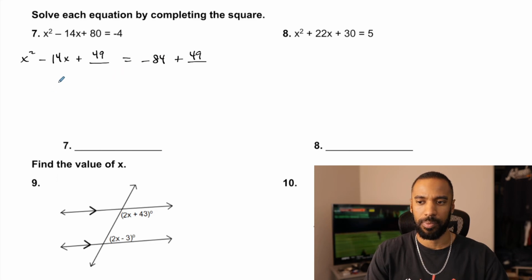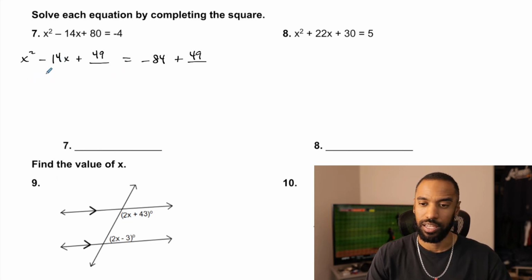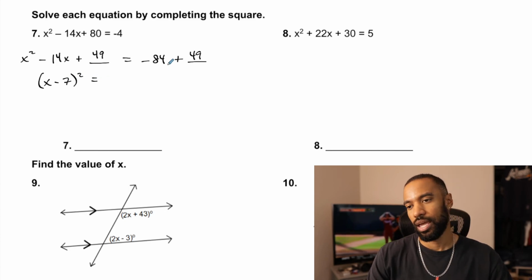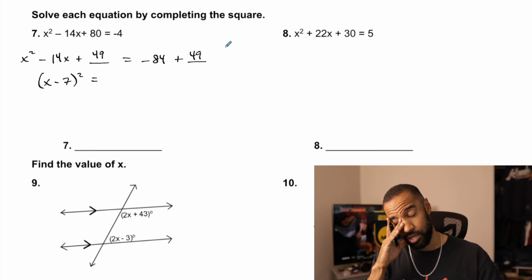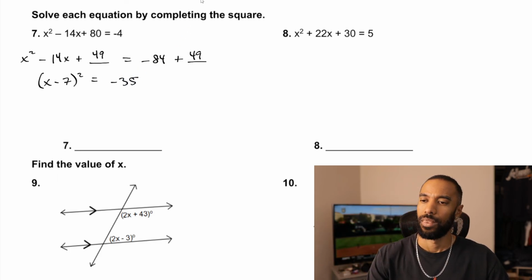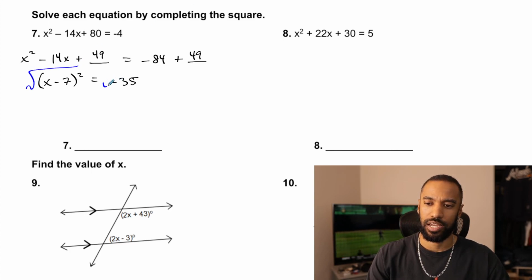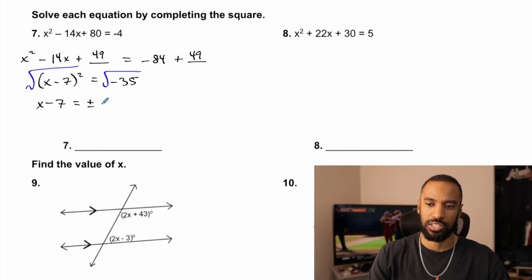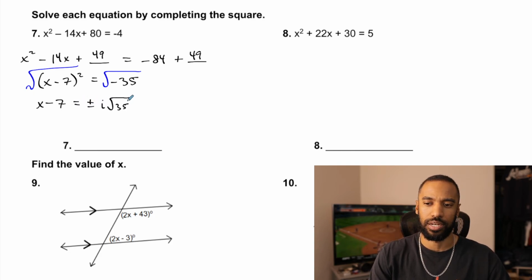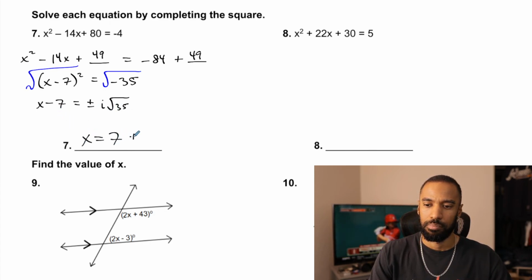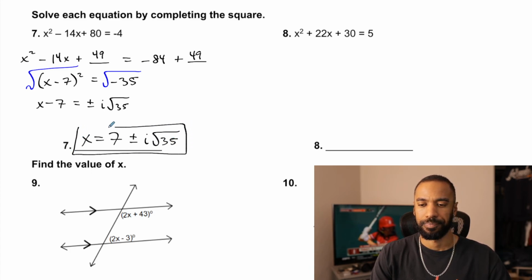Definitely not factorable because I'm going to have a negative here, and you can't take the square root of a negative. But I can factor this now. This factors to x minus 7 quantity squared. And negative 84 plus 49 is negative 35. So I'm going to take the square root of both sides right there. And I'm going to get x minus 7 equals plus or minus i root 35. And you cannot simplify. Oh, I'm not done. So x is 7 plus or minus i root 35. And I cannot simplify square root of 35.